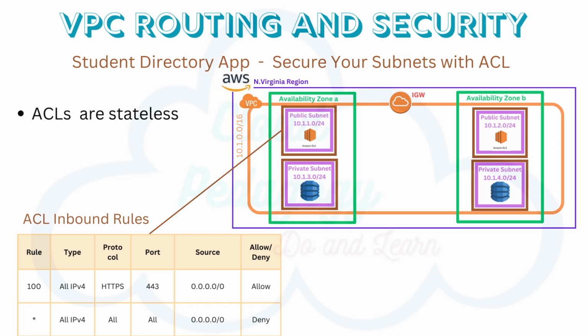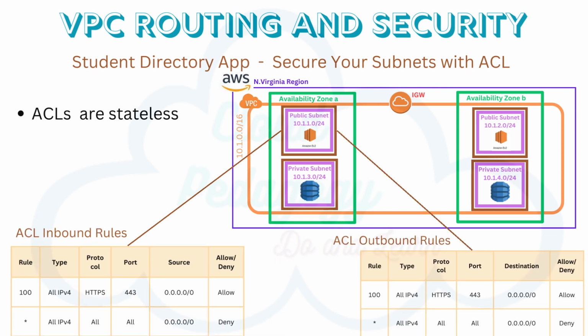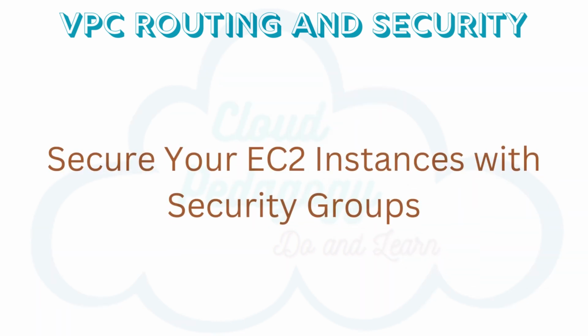This is because network ACLs are considered to be stateless. I need to include both the inbound and the outbound ports used for the protocol. What that means for our HTTPS example is that I need to allow outbound HTTPS traffic from the subnet to the internet by creating an outbound rule. Next, we'll see how you can secure your EC2 instances with security groups.